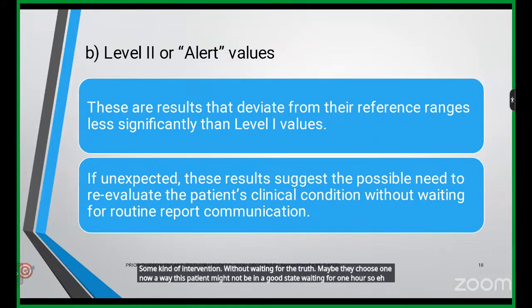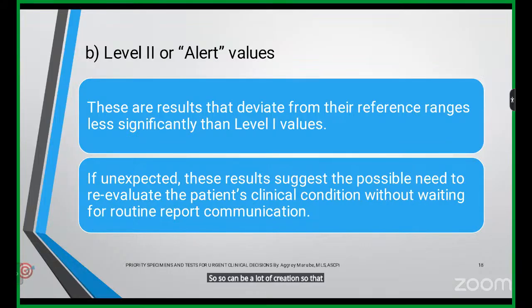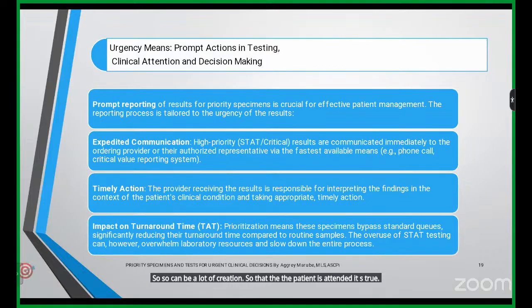So kindly alert the clinician so that the patient is attended to. Urgency means prompt action in testing, clinical attention, and decision making. So prompt reporting of results for priority specimens is very crucial, and also effective for patient management. The reporting process is tailored to the urgency of the results.